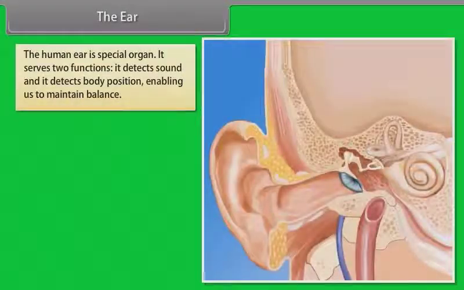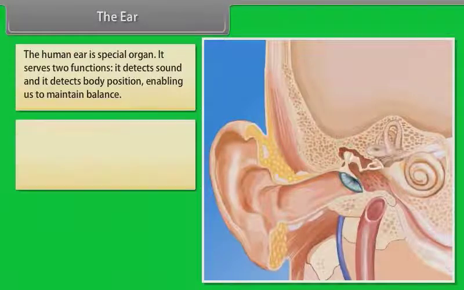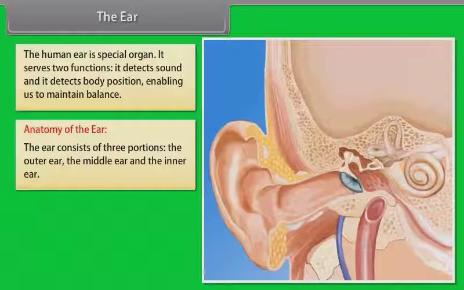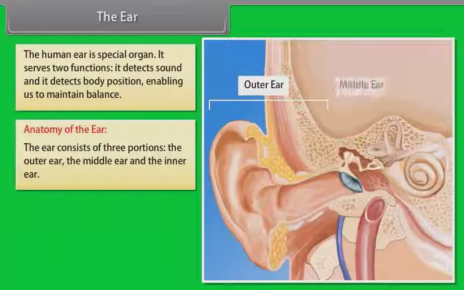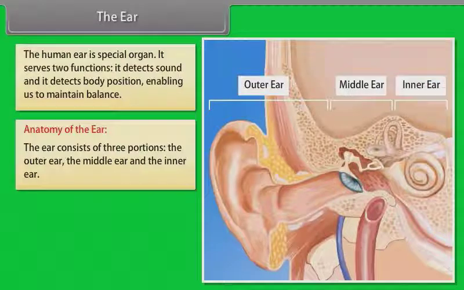The ear. The human ear is a special organ. It serves 2 functions. It detects sound and it detects body position, enabling us to maintain balance. Anatomy of the ear. The ear consists of 3 portions: the outer ear, the middle ear, and the inner ear.